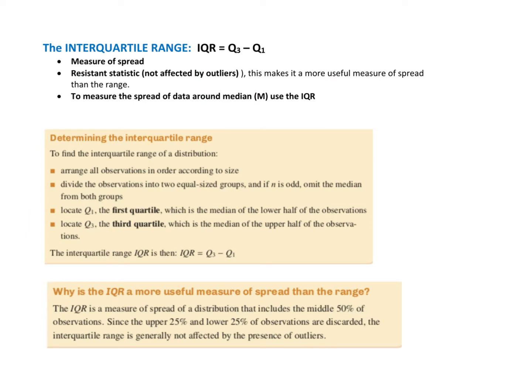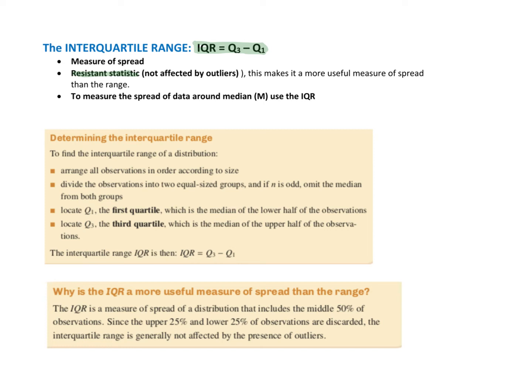Okay, the next thing we're going to look at is the interquartile range. The interquartile range is the third quartile minus the first quartile. It is a resistant statistic because it's not affected by outliers, so it is a good measure of spread, especially when you have skewed data or outliers. And it measures the data around the median.